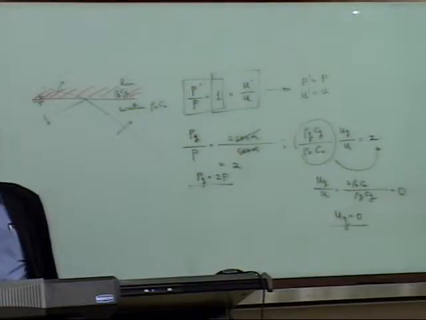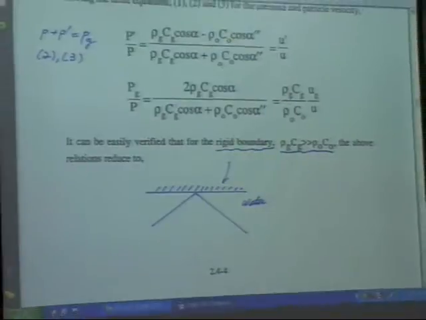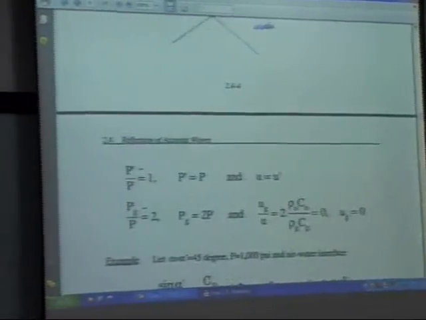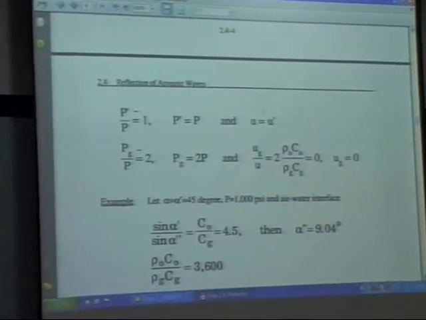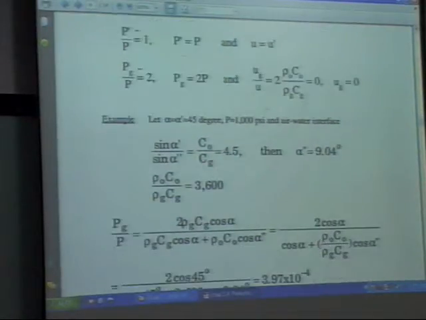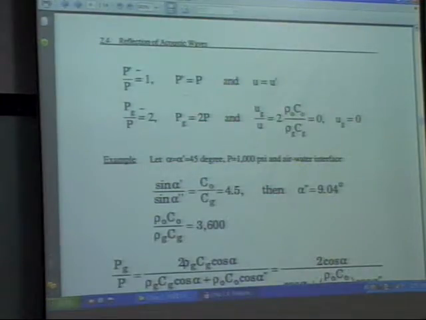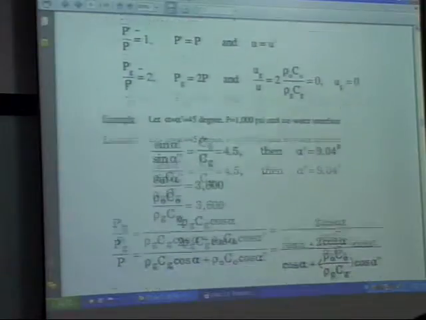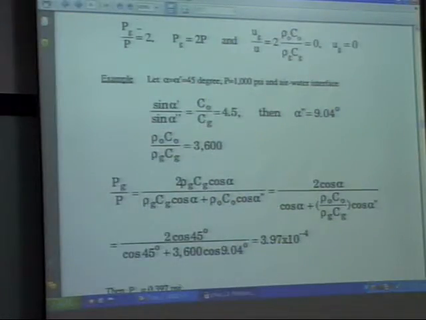Then there is a sample, the example problem I wrote here to apply these two equation sets. Okay, so this is the result. This is what I just did. This example problem here is for the air-water interface problem.